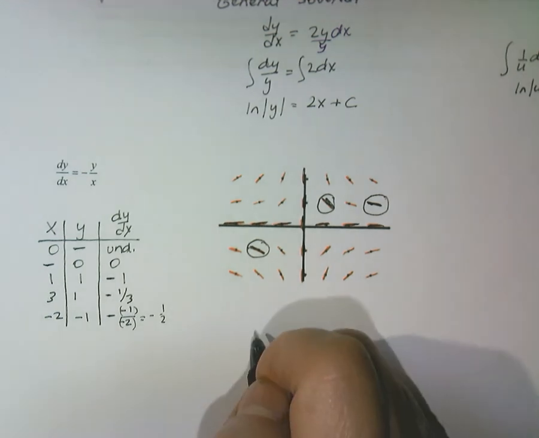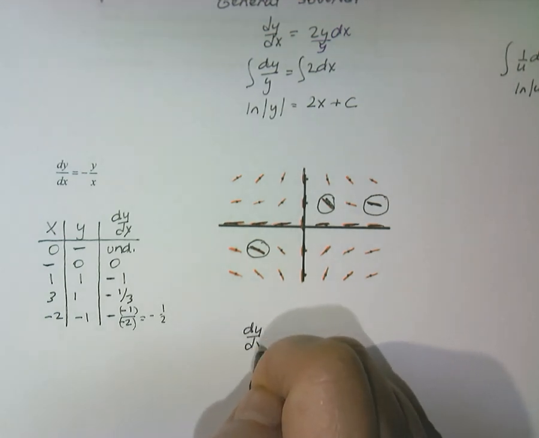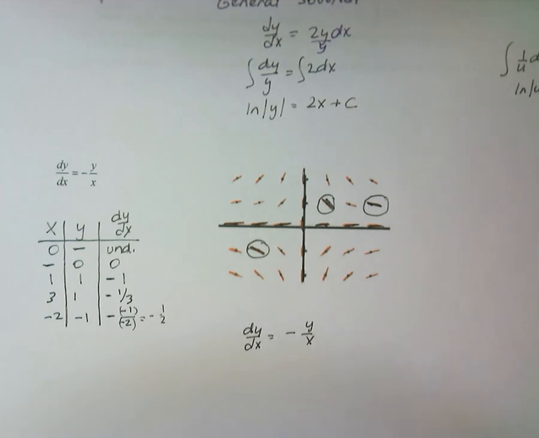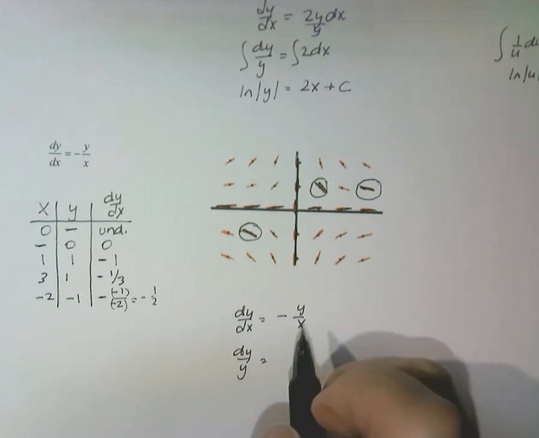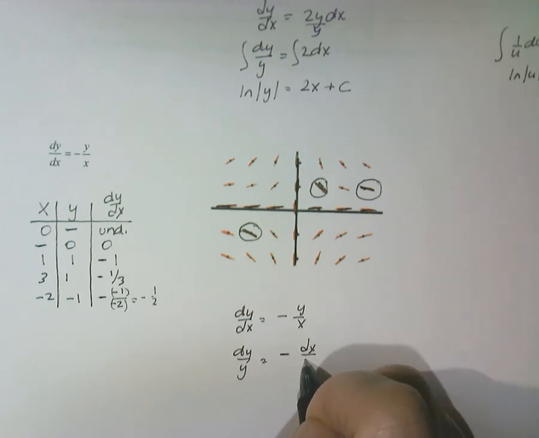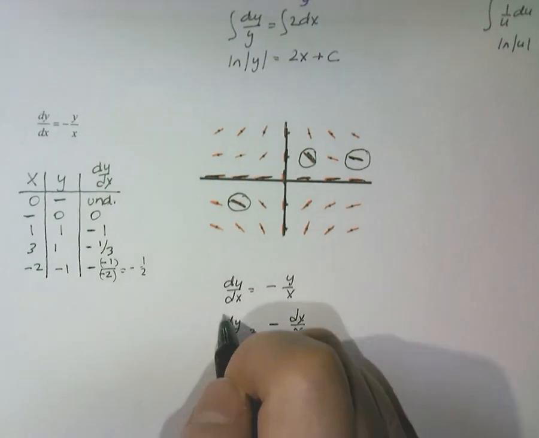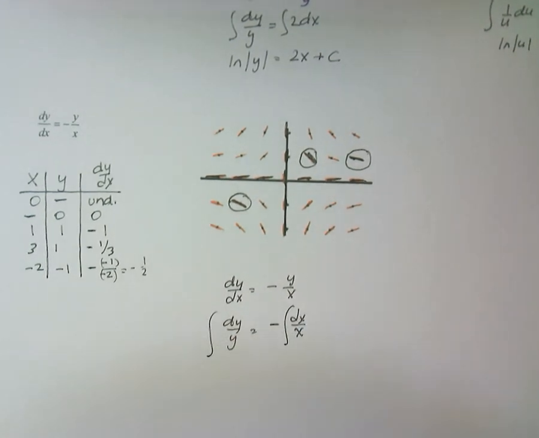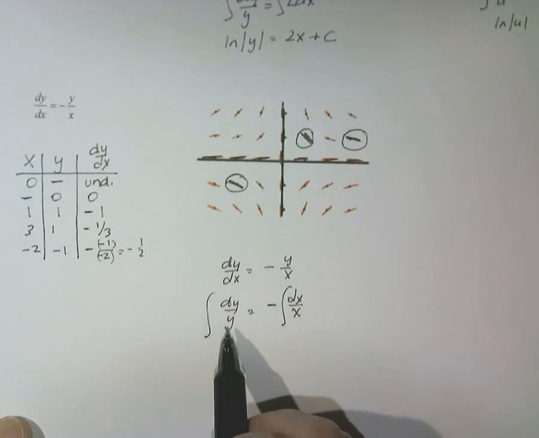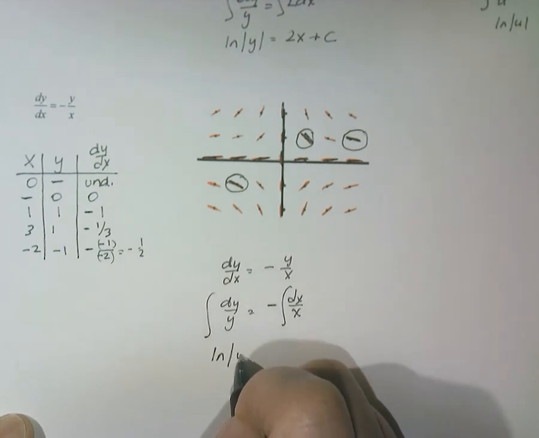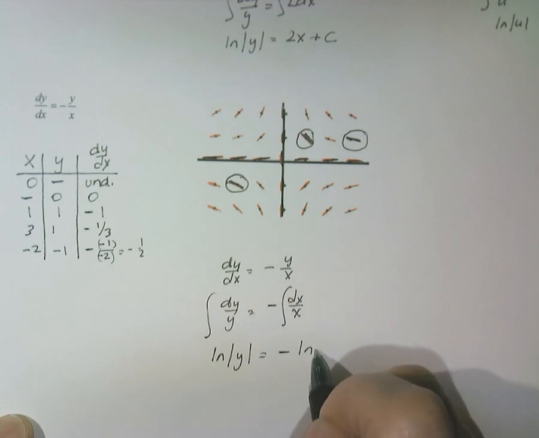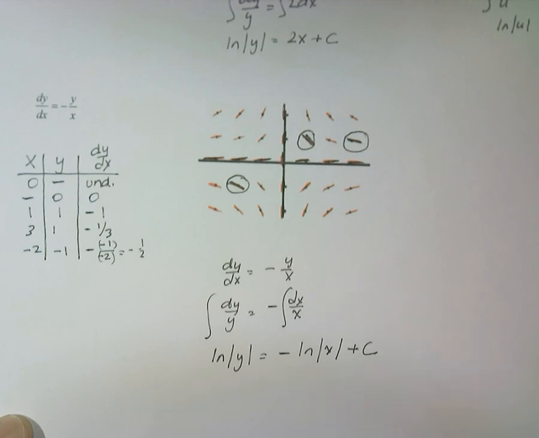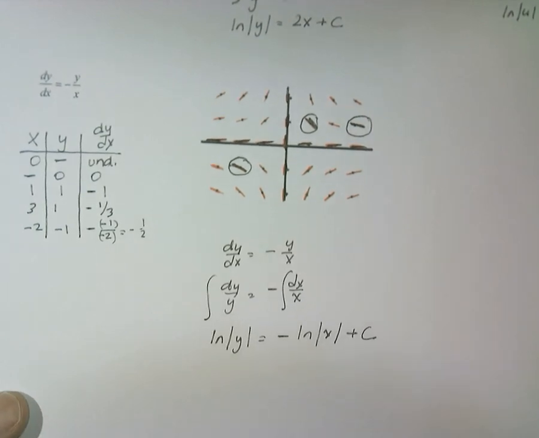If I wanted to solve this one, I would get the y's on one side, so I have dy over y equals -dx over x. Integrate both sides. I'm just going to keep the negative on the outside. When I integrate dy over y, I get natural log absolute value of y equals natural log absolute value of x plus c. And that's my general solution. And like I said, later on, I'll teach you how to solve that for y.